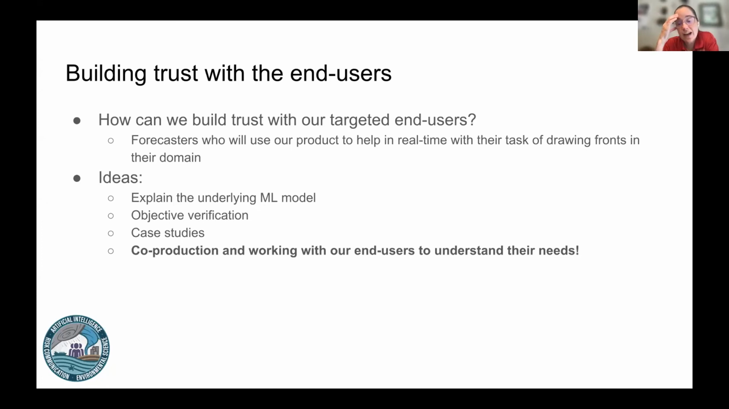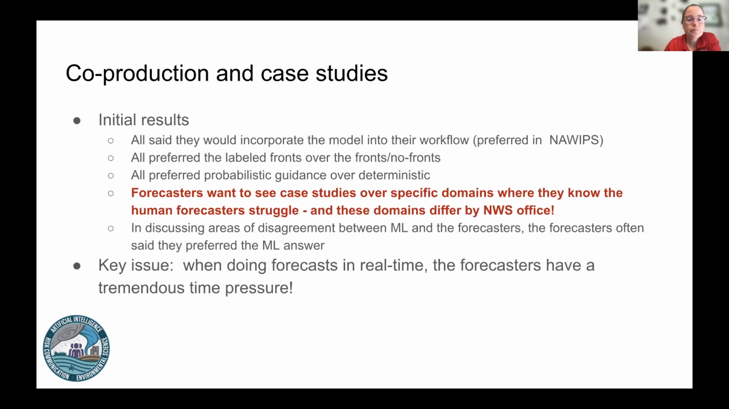The interactive interface, actually a bunch of them really loved the interactive interface, but as it turns out, they all use NAWIPS in doing their forecasting. So eventually the system has to work inside NAWIPS before we can really do full testing. So our initial results: as I said, we had 9 interviews. I'm in the process of getting the interviews transcribed right now. I will not have those transcriptions until sometime next week. So these are just initial results.